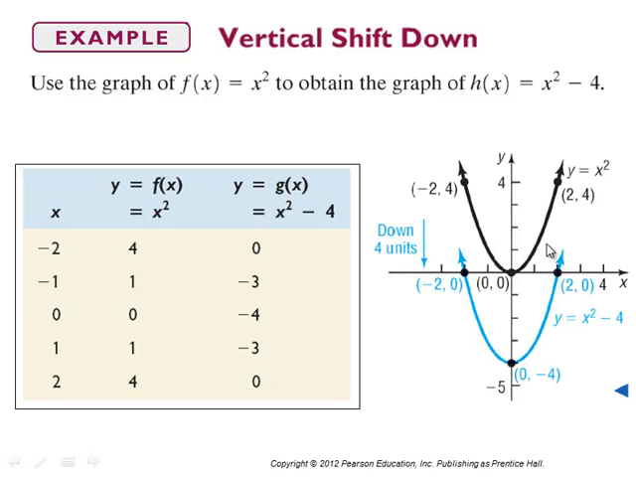And again, in the black, you've got the graph of x squared. And in the blue, we've got the graph of x squared minus 4. Again, it's the graph that's shifted 4 units down.